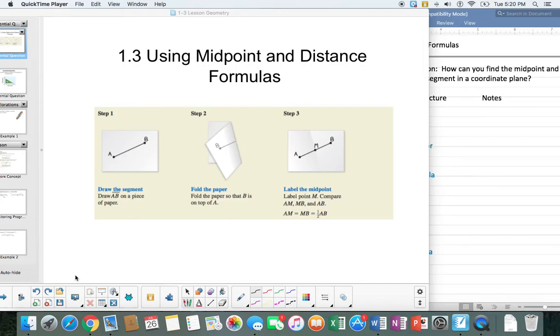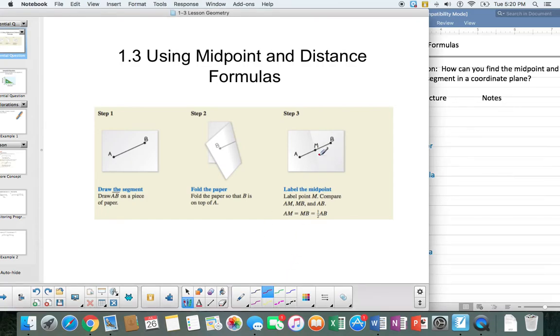Lesson 1.3, Using Midpoint and Distance Formulas. Let's take a look at a segment on a piece of paper, and let's visualize a midpoint. If you were to fold point B onto A, making sure all the points on the line match, and then unfold it, you would see that at the fold, you would be finding your midpoint, because this length will be the same as this length.